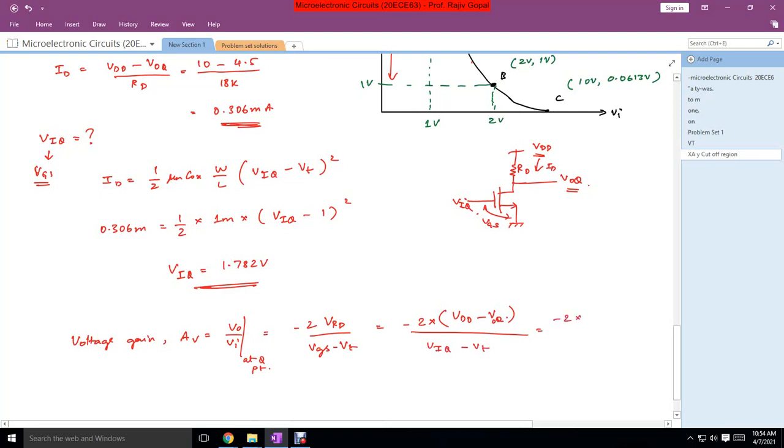Minus 2 into 10 minus 4.5 divided by VIQ, which is 1.782 minus 1. So you get minus 14.066. So this is the gain of the amplifier for a Q point of 1.782 comma 4.4 volts, for this Q point.